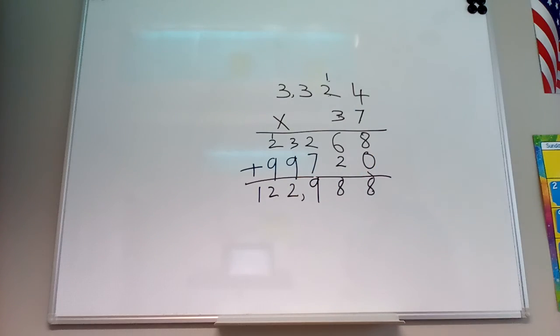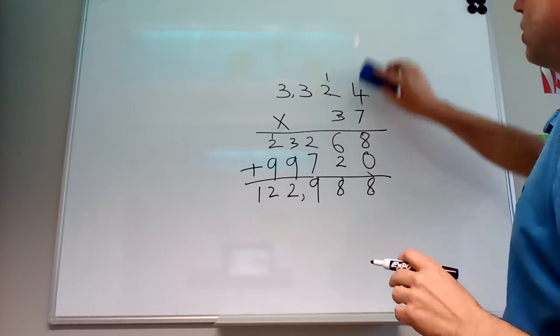So anyway, that kind of puts all of our rules together for multiplication. So that's how you do two-digit multiplication.